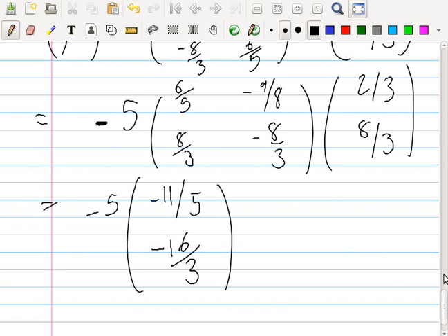Okay, last thing to do is to multiply in this minus 5. So on the top, what will I get on the top? It'll just be 11, because minus and minus make plus, and the 5 cancels the 5 here. And then here, minus 5 times minus 16, so what's that, 80, isn't it? Over 3. Minuses again cancel.